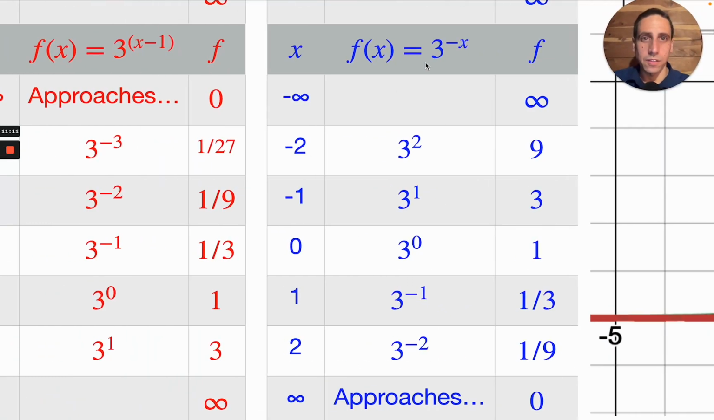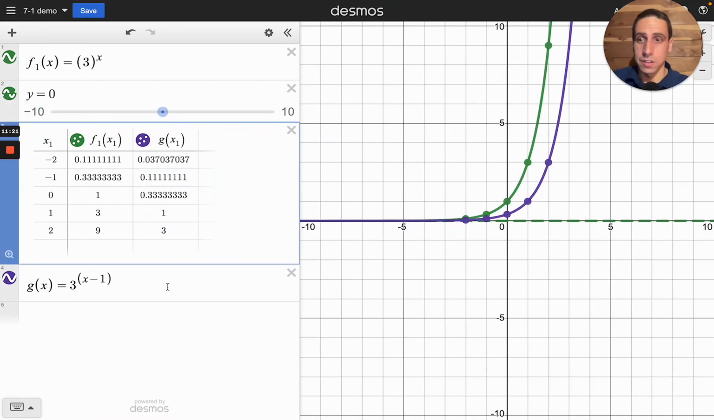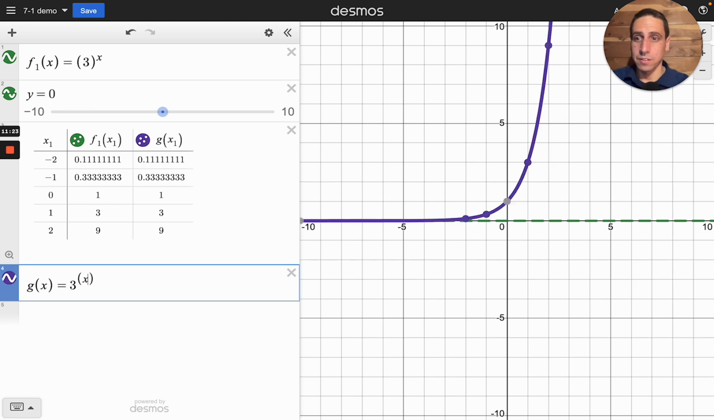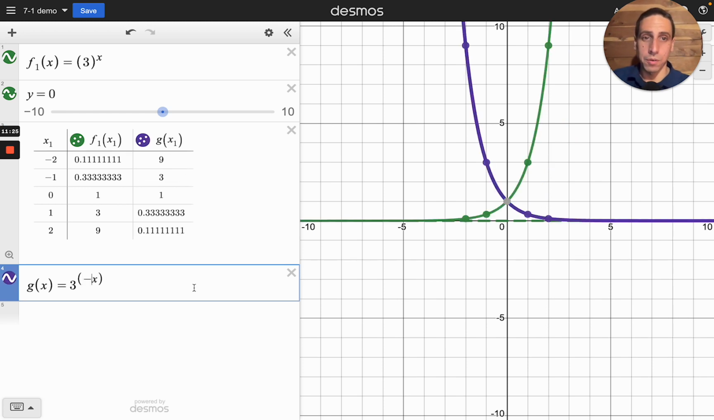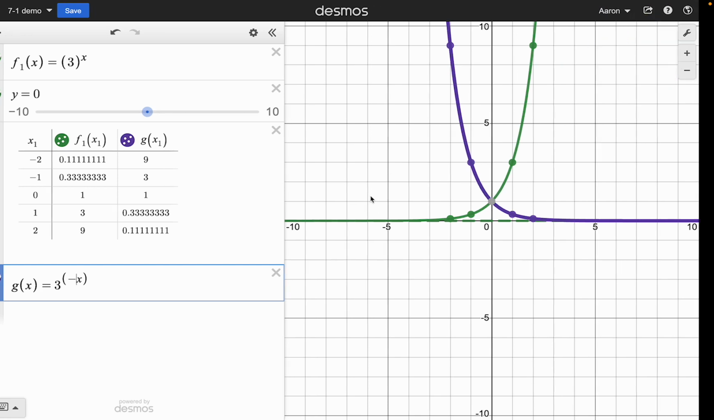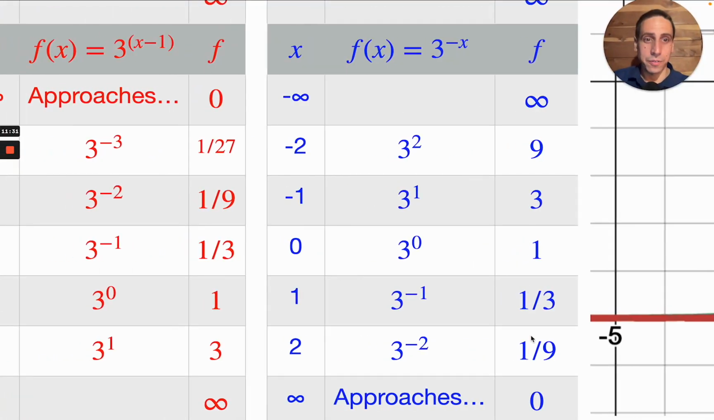Okay, so then this one over here is 3 to the negative x. This is a multiplication or division on the inside, so that's going to be a horizontal dilation. 3 to the negative x. What does that look like? Whoa, horizontal dilation. It's a horizontal flip. All these numbers got flipped over to the other side. You can see all the fractions are down here, and all the integers are over here.